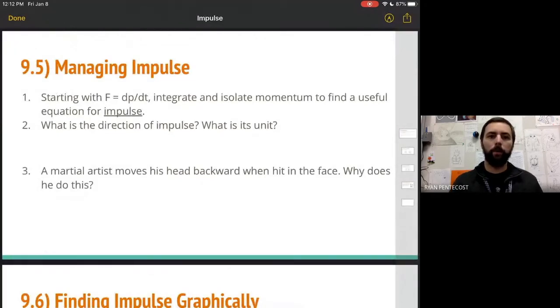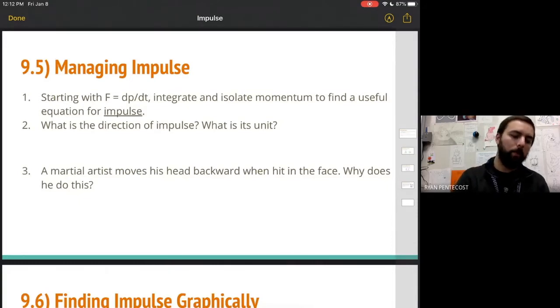Hi, everyone. So today we're talking about impulse. Starting with this force equals dp divided by dt, something we've talked about before. Integrate and isolate momentum to find a useful equation for impulse.